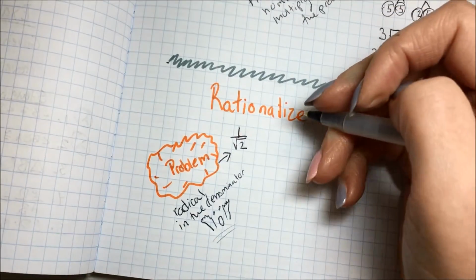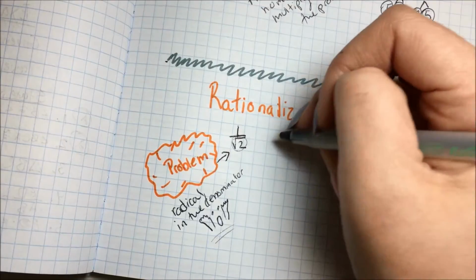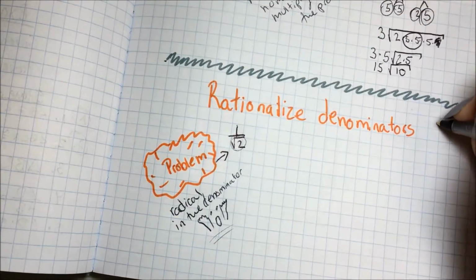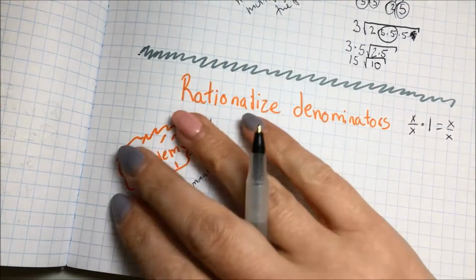So we have a radical in the denominator. That's not good. Very bad. So I want to get rid of this radical in the denominator. So I want to rationalize it. I'm going to use the fact that x over x times 1 is still x over x. That's kind of what I'm going on here.